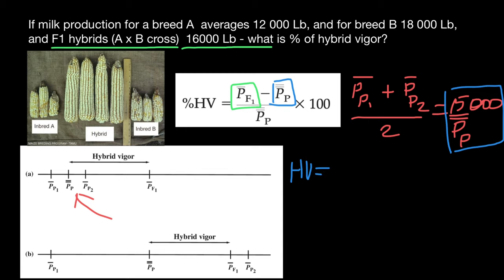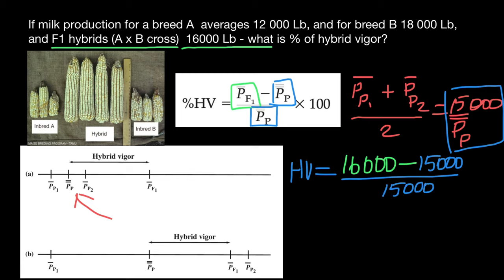Hybrid vigor equals P bar F1, the mean performance of the F1 generation, which is 16,000, minus the mean performance of the parents, which we found is 15,000, divided by the mean performance of the parents, again 15,000, times 100. So this is going to be 6.7%. And again, what have we found? We have found hybrid vigor.